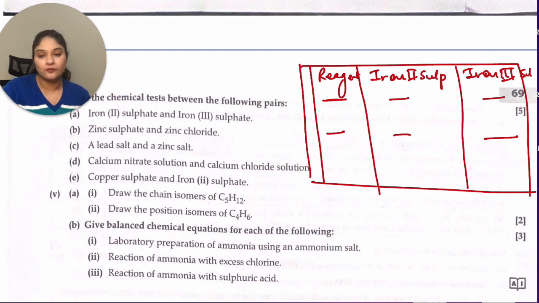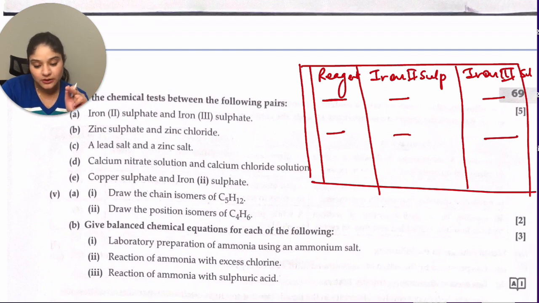For iron 2 sulfate we get a dirty green insoluble precipitate, and for iron 3 sulfate we get a reddish brown insoluble precipitate. Now these diagrams or these charts are already available in the chapter Analytical Chemistry, which I have already discussed on the channel. So you can check out the charts from there.